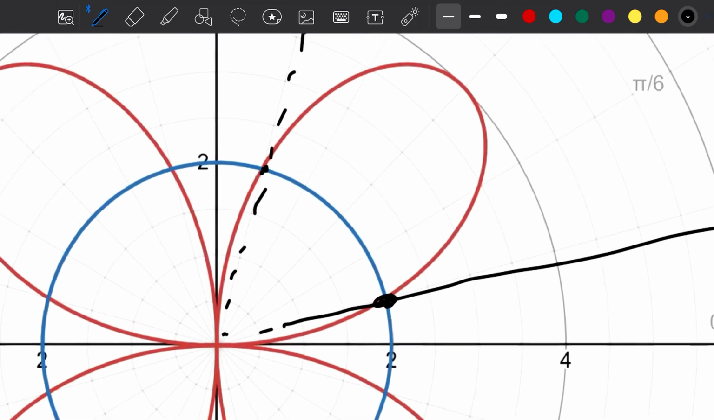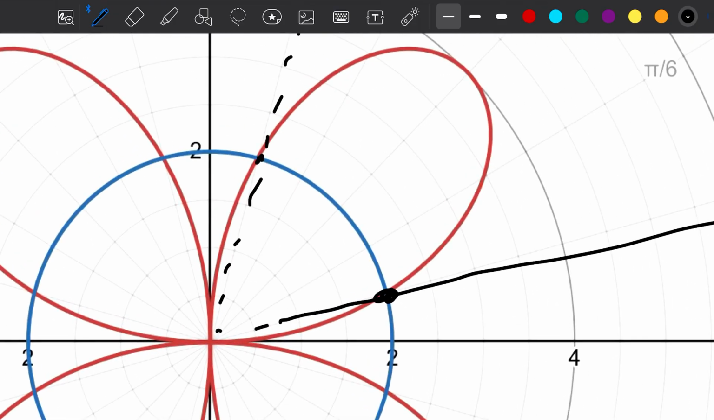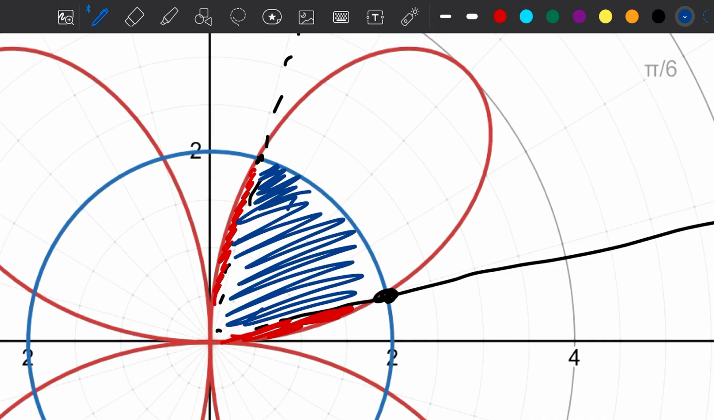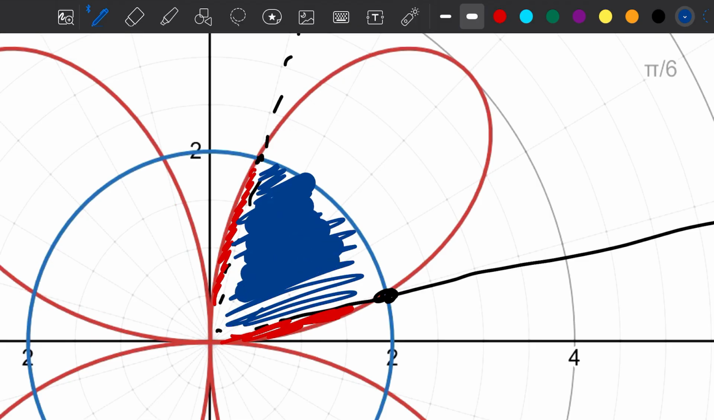Okay. So this is basically saying that at 5 pi over 12, this rose curve goes below the circle. And then our circle is going to be over here. Let's do that bigger. That's our circle.